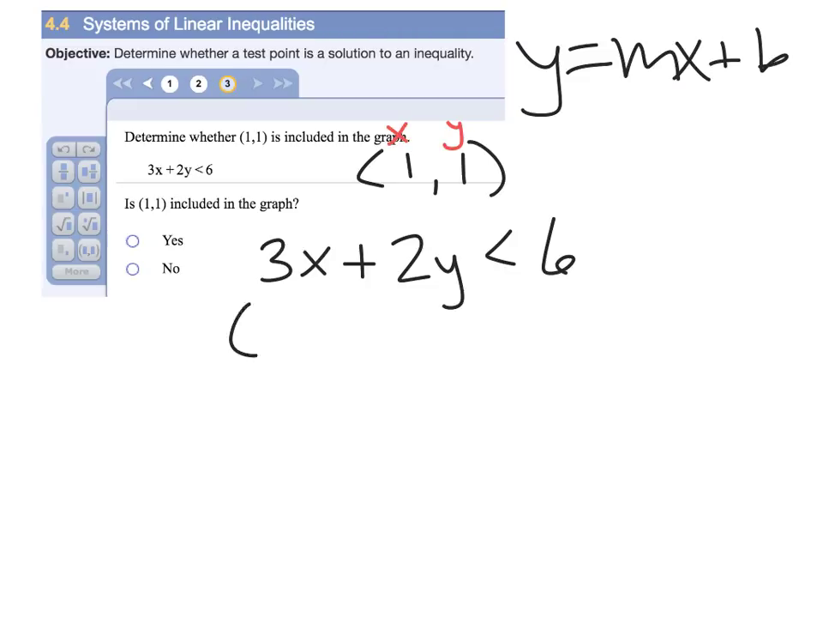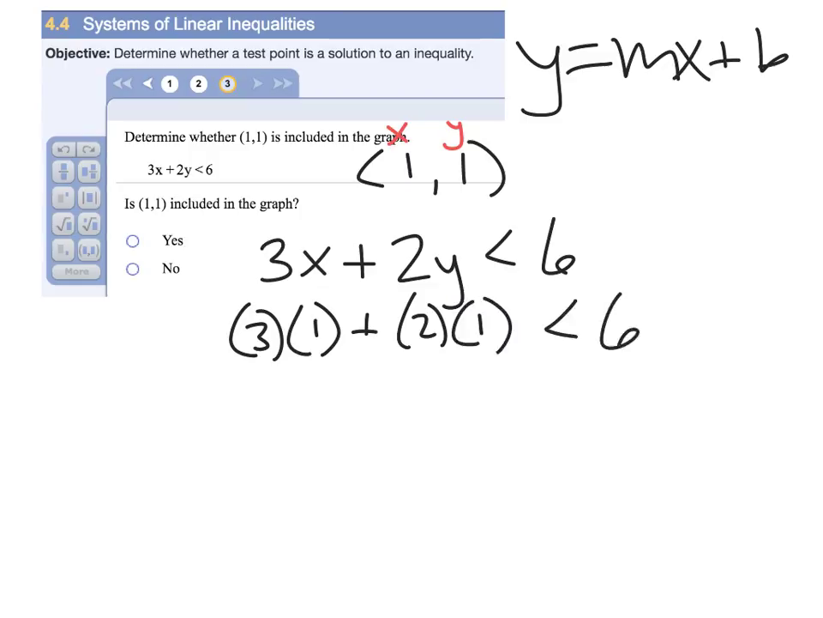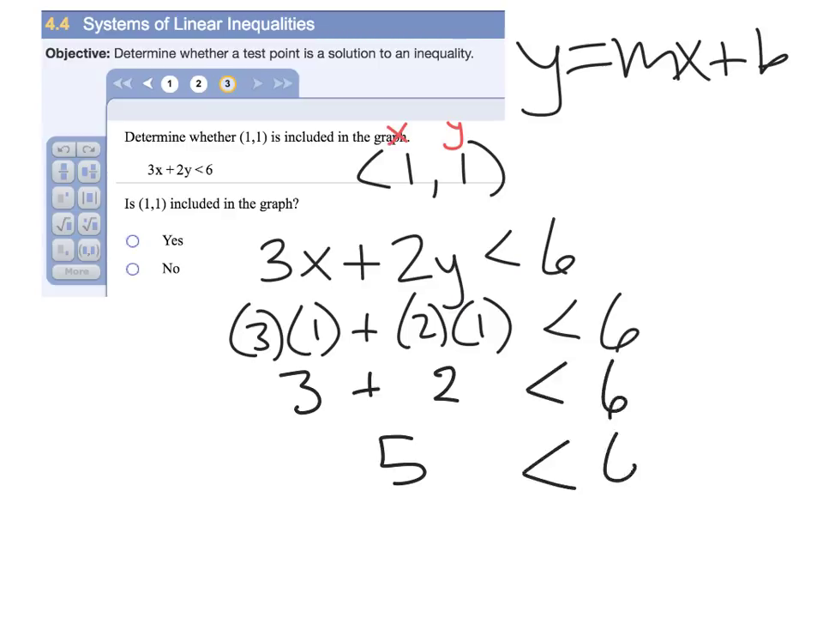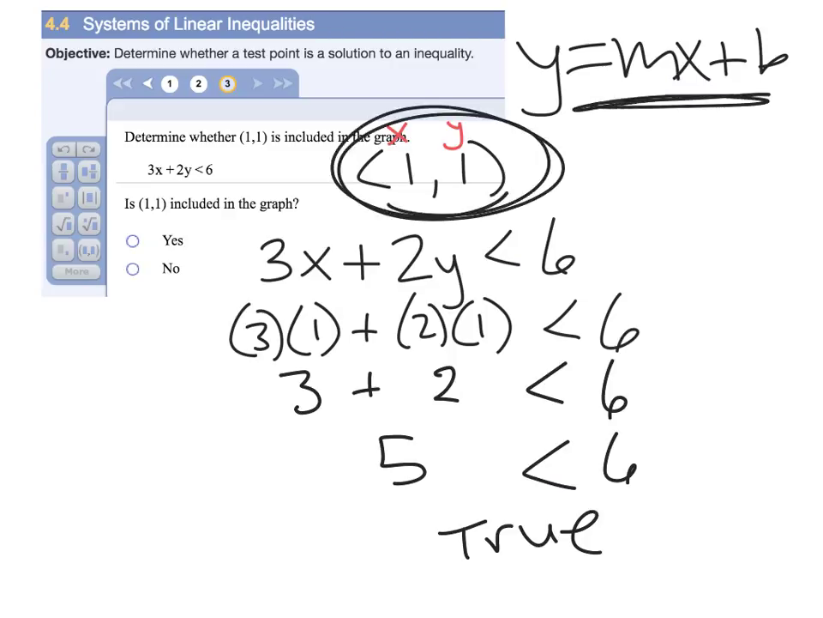You substitute, so you get 3 times 1 plus 2 times 1, and we want to see if it's less than 6. 3 times 1 is 3, 2 times 1 is 2, you get 5, and is 5 less than 6? Yep, that is a true statement. So whatever side of the line 1, 1 is on, that is the side you would shade, because it is a true statement.